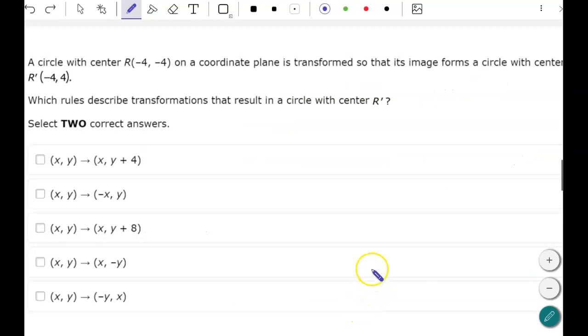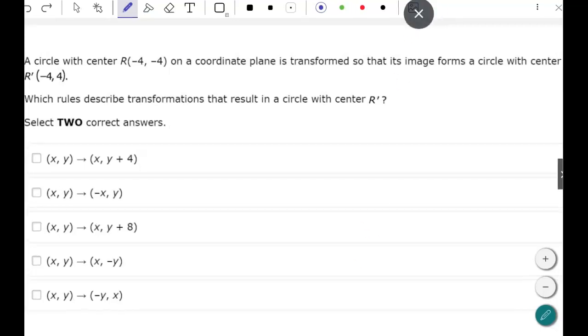All right, so this one, it says a circle with center -4, -4 on a coordinate plane is transformed so that its image forms a circle with center -4, 4. Which rule describes transformations that result in a circle with center R prime? So if you look at what we know, the original one is -4, -4. The new one is -4, 4.